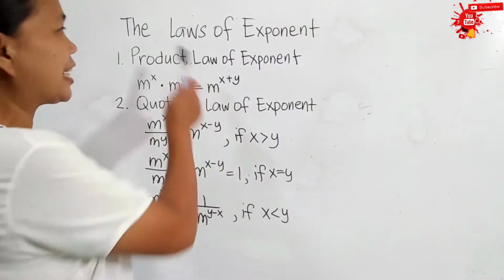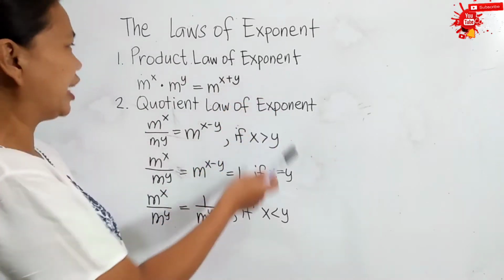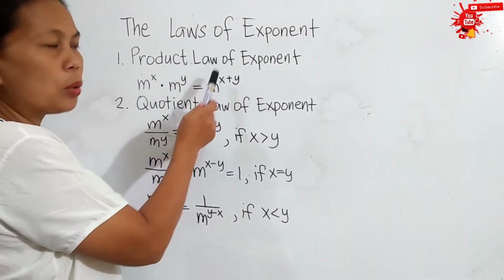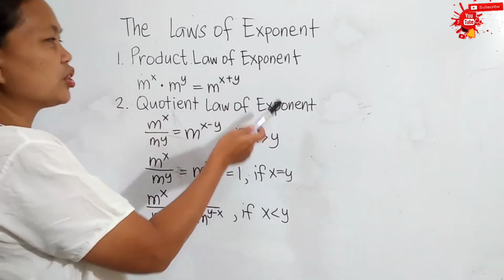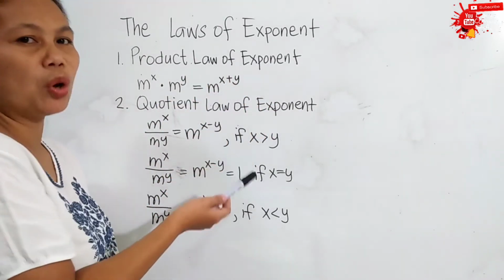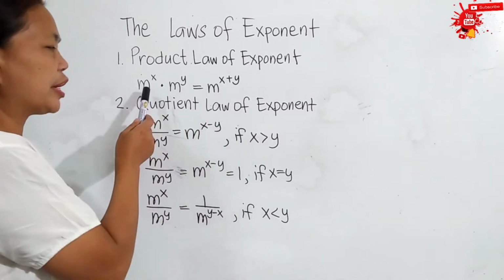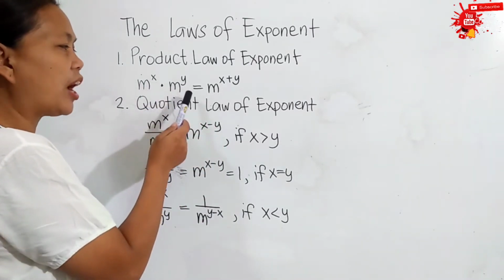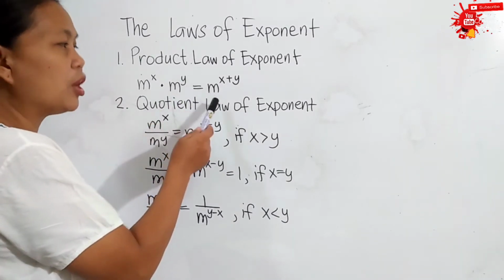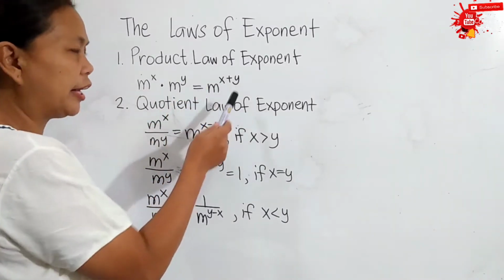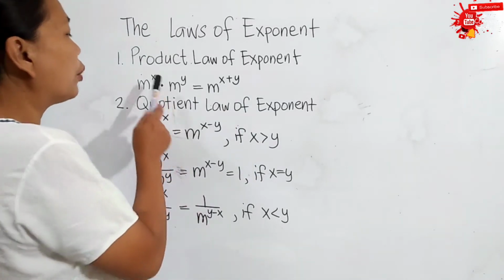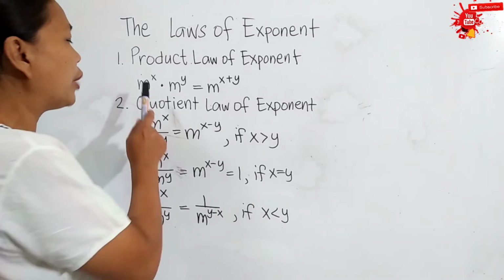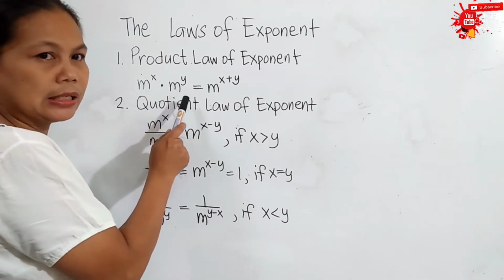Now, let us discuss the laws of exponent. For number 1, we have here the product law of exponent. What do we mean by this product law of exponent? We have m raised to x times m raised to y. It is equal to m raised to x plus y. But take note that we will only add the exponents if and only if we have the same base.